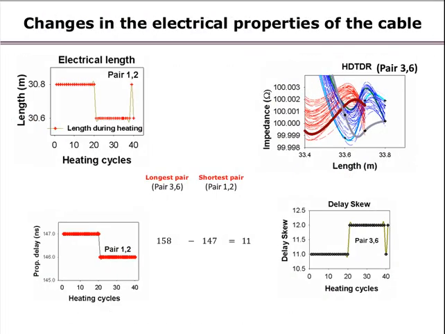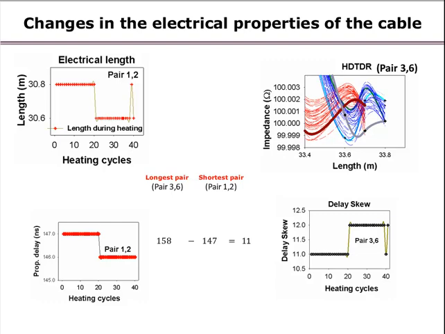Now let's look at the observed changes in the electrical properties of the cable link. As I've explained earlier in the test setup, a reduction in the electrical length of the orange pair, which is pair 1-2, was observed at the transition between the heating periods. Evidently, in the bottom left figure, the resulting impact of the decrease in the electrical length of pair 1-2 was a decrease in the propagation delay. The propagation delay on the orange pair reduced by 1 nanosecond.